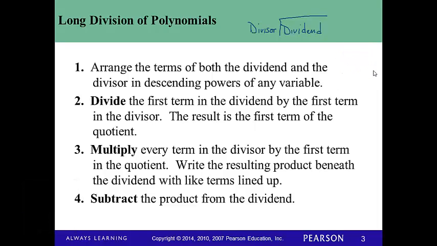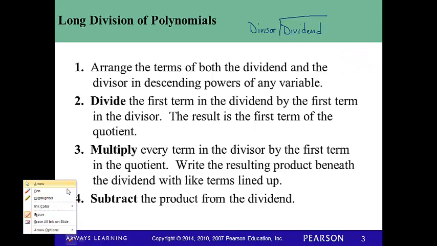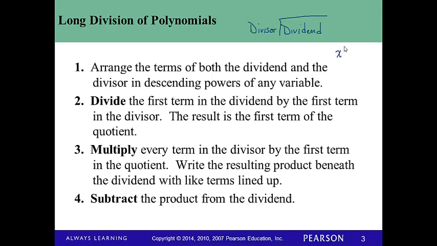So here's another example. Let's say we had x squared minus 1. In this case, we're missing an x term. So we will rewrite this as x squared plus 0x minus 1.